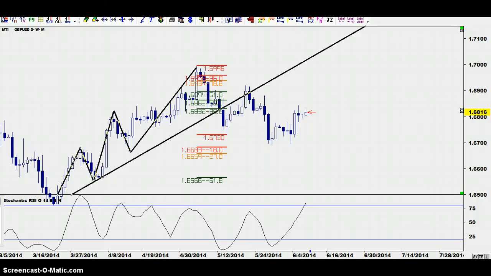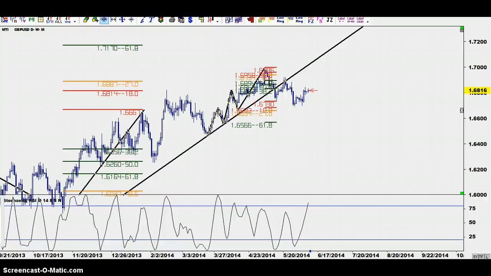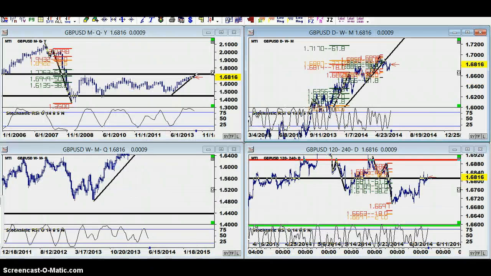Okay, cool. All right, so we have several reasons why we want this market to go down, and on all the charts, they're saying the same thing at the moment. Okay, cool. Let's head down to our 120 chart.